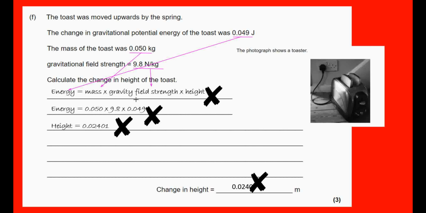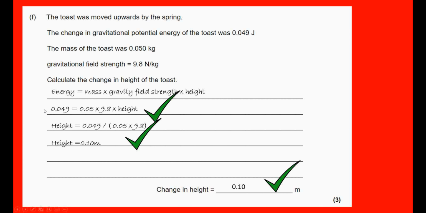Okay, so this student hasn't correctly substituted in. They haven't put the things in the right spot. So when they then go to the answer, it's wrong. Okay, so we need to be careful about how we substitute into our numbers. So this is our correct answer. We've got a substitution first, then we need to rearrange to find height. Okay, make sure you're careful in using your calculators. Put in the brackets. If you forget to use the brackets, not using your calculator correctly, you'll do 0.049 divided by 0.05.